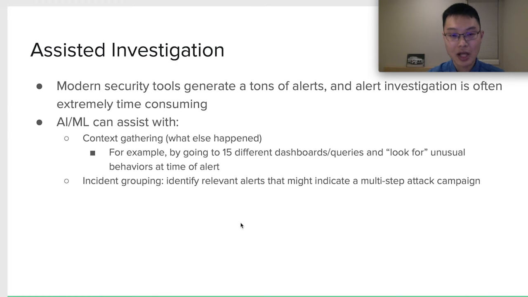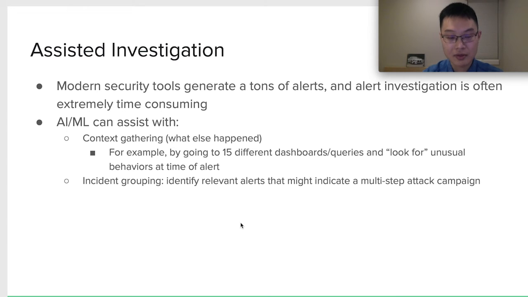The third practical application area of AI/ML I want to touch on is assisted investigation. It's obvious that modern security tools generate tons of alerts, and the alert investigation is often extremely time-consuming. I think there are reports saying on average, investigation of a single alert could take up to 20 or 30 minutes. In this area, AI/ML can assist by automating the process of context gathering, as well as incident grouping.